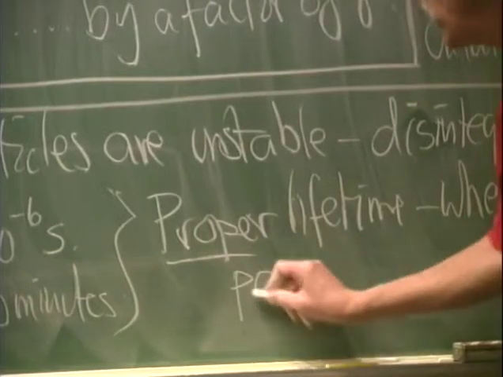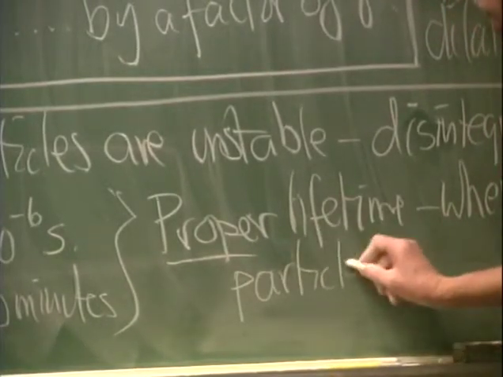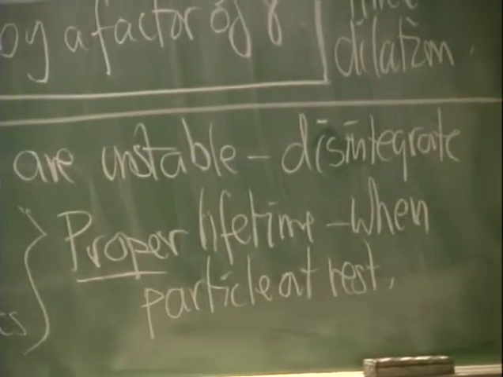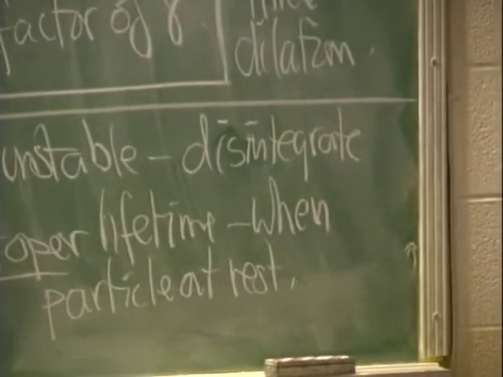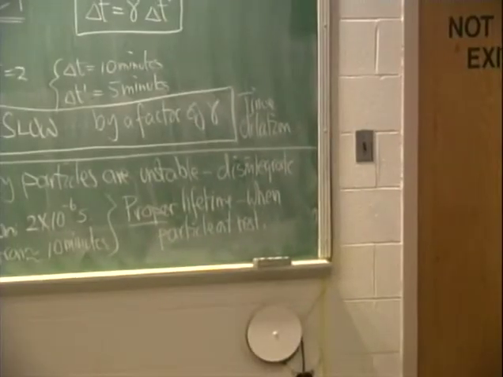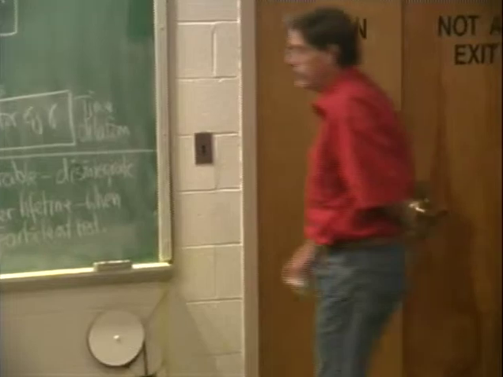When the particle is at rest. But suppose one of these particles is moving at high speed through the laboratory. Then its internal clock, whatever it is that tells it when its time is up, runs slow. As a consequence, that particle can last very much longer than it would have at rest.